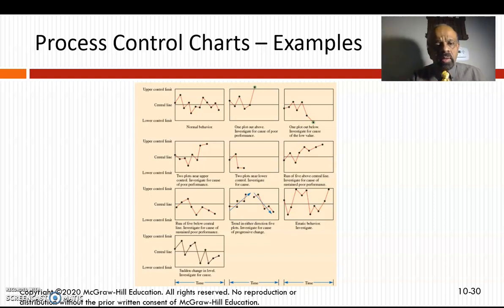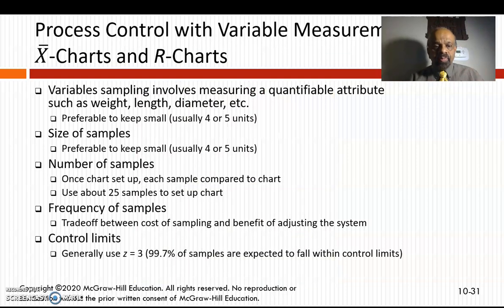Let's take a look at the process control examples. These are the different charts. In every chart, for instance, this chart is a problem. This chart is great. This chart is a problem because some of these points are outside the control limits. We want to make sure that the data you're collecting is within these limits. If you're within these limits, then your process is good. That's the whole idea.